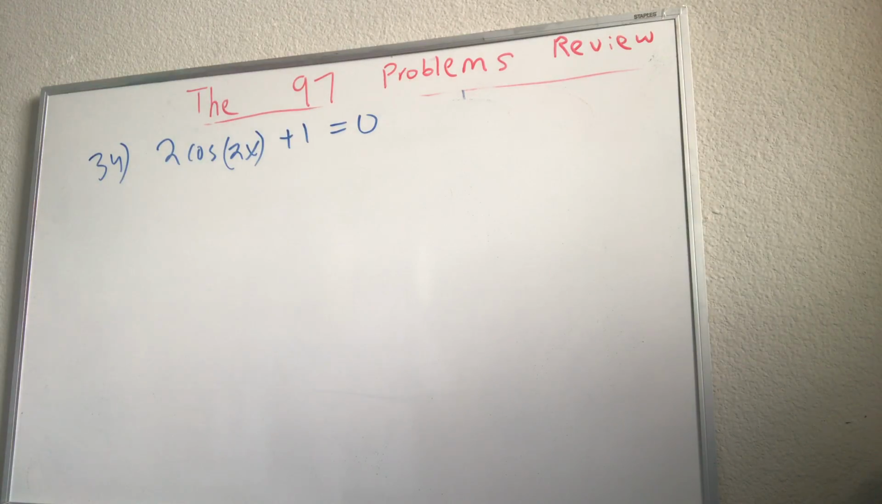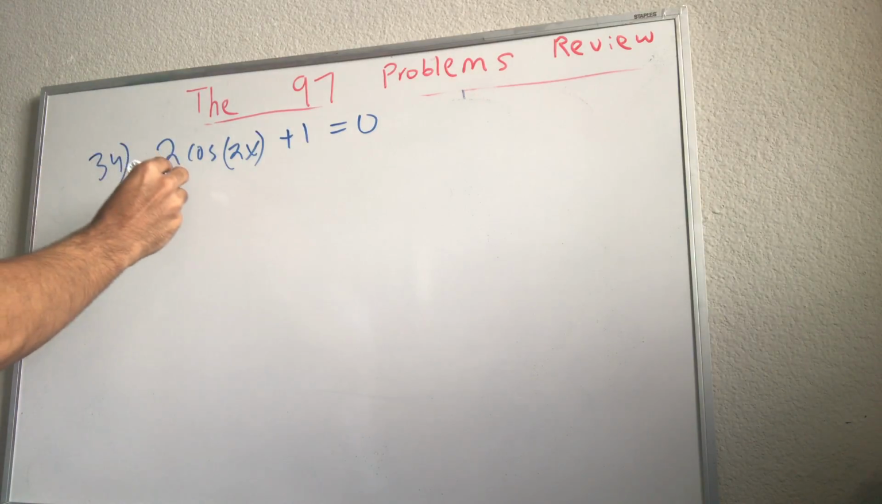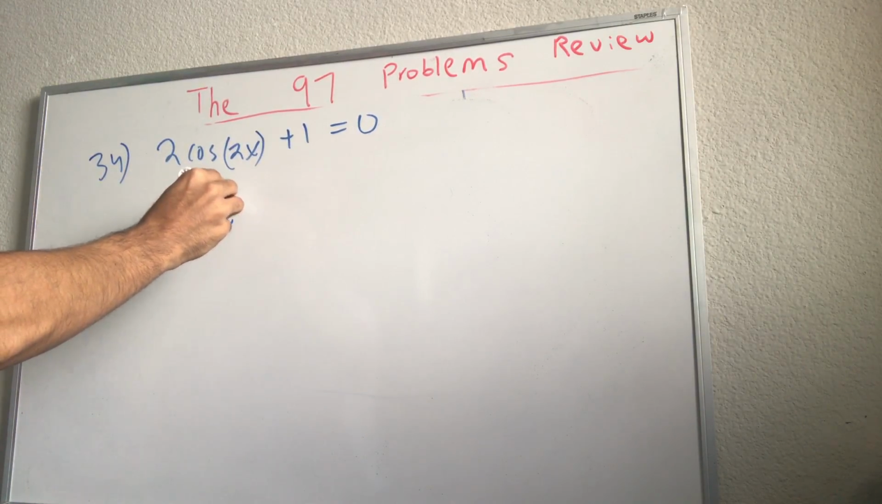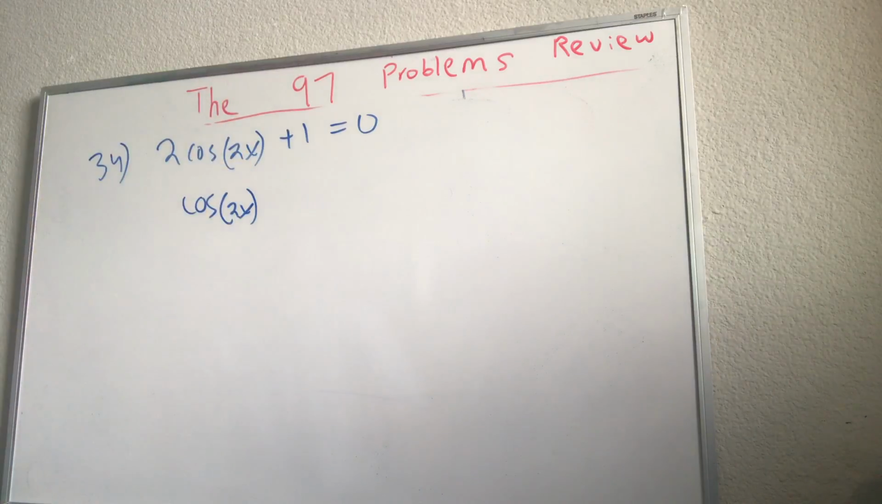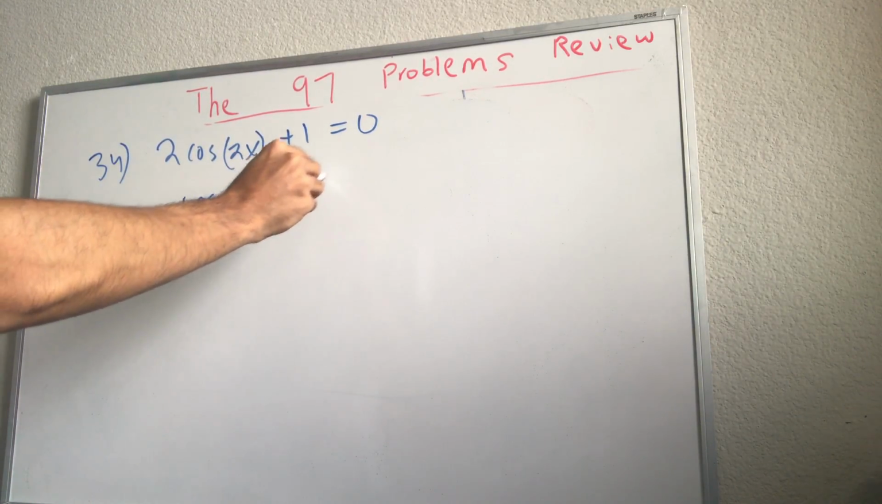Here we have question number 34. It states that 2 cosine of 2x plus 1 is equal to 0. So we want to solve this. We can move the 1 and the 2 to the other side, so we see that cosine of 2x is equal to negative 1/2.